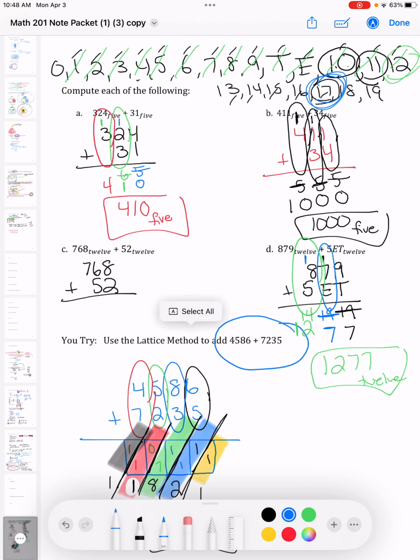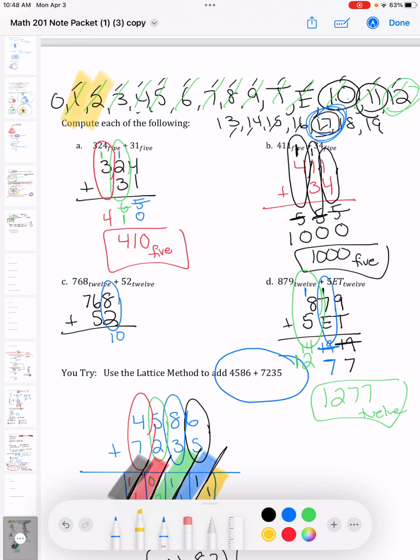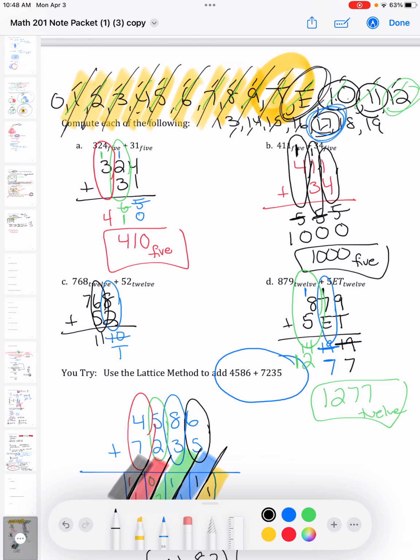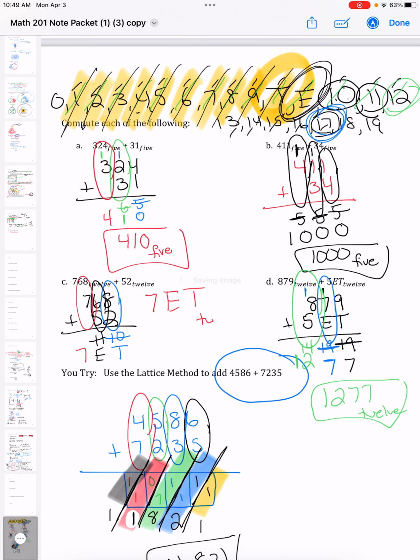All right, let's see how you did. 8 plus 2 is 10, but like I said before, I'm not going to leave that as 10. 1, 2, 3, 4, 5, 6, 7, 8, 9, 10. I'm going to write that as T. 6 plus 5 is 11. 1, 2, 3, 4, 5, 6, 7, 8, 9, 10. That's going to be E for 11. And then the last one doesn't have anything, it's just 7. So my answer is 7ET base 12.